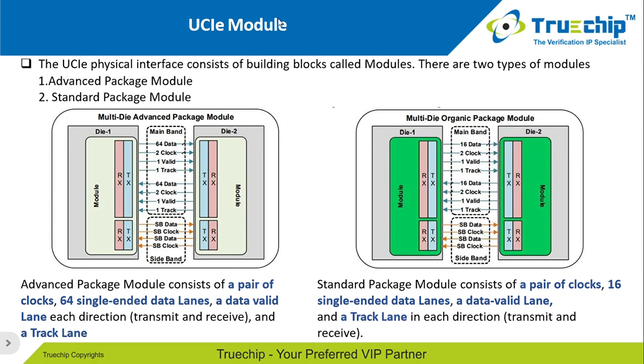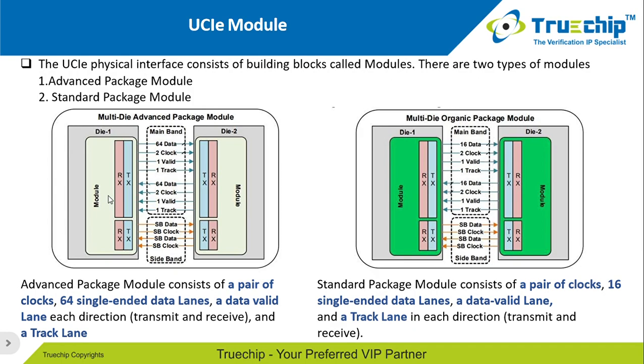So here's the UCIe module. The UCIe physical interface consists of building blocks called modules. There are two types of modules. The first one is the advanced package module, and the second is the standard package module. So this is the advanced package module and this is the standard package module.